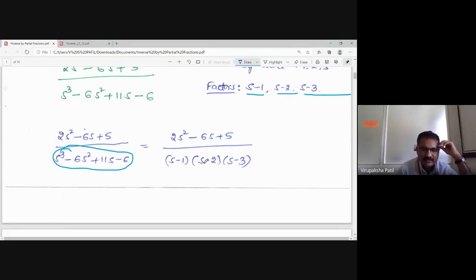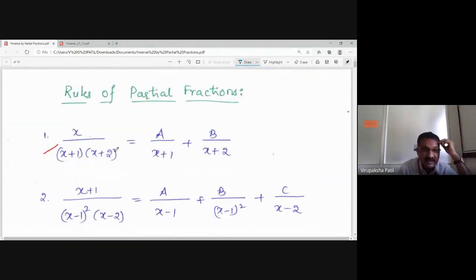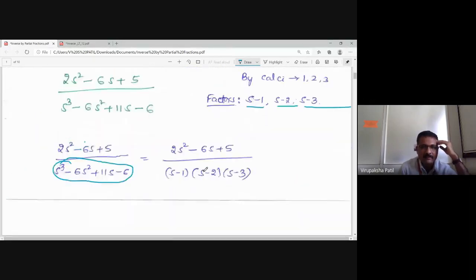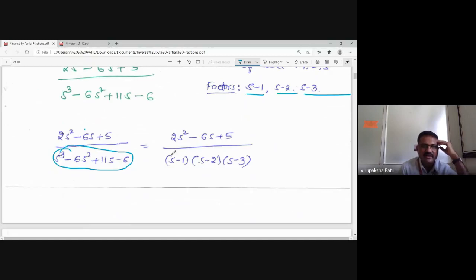S minus 1 is different, S minus 2 is different, S minus 3 is different, and the power is 1. Means they are linear, non-repeated linear factors, and here there are three factors. So this is equal to, afterwards we'll apply the inverse. First we'll convert this in terms of partial fractions, resolve this into partial fractions.